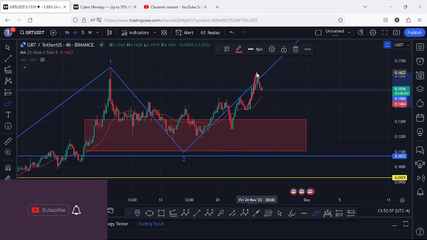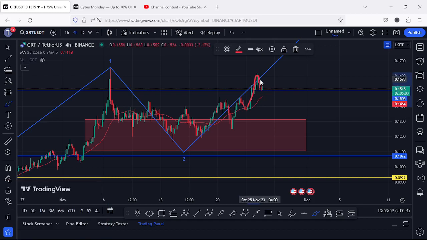And at the moment we are seeing a retest here on the 4-hour chart, and the moment the retest is in and a success, then I'm expecting GRT to get above the $0.2 mark in the next coming hours.